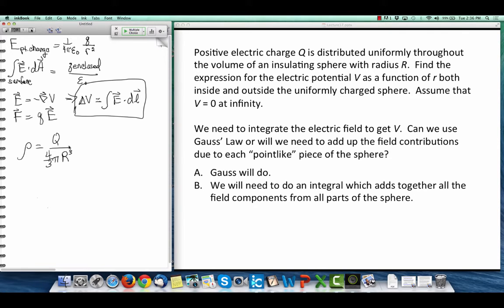The volume charge density is just the total charge Q over the total volume, 4/3 pi capital R cubed. So how are we going to find the electric field? We can use Gauss's law, or will we need to do an integral that adds together all of the components?